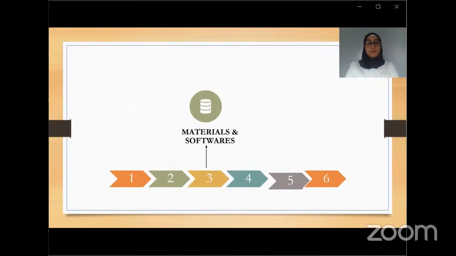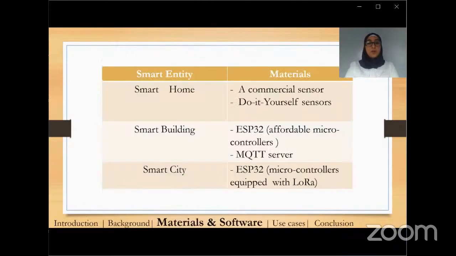Now we are shedding the light on the different materials and software used to build our use cases. Our demonstration hardware is composed of 3 main materials packages: smart home that contains a commercial sensor, do-it-yourself sensors, and smart building that contains an ESP32 affordable microcontrollers and MQTT server, and a smart city that contains an ESP32 microcontrollers equipped with LoRa.